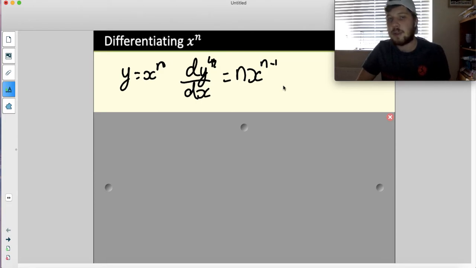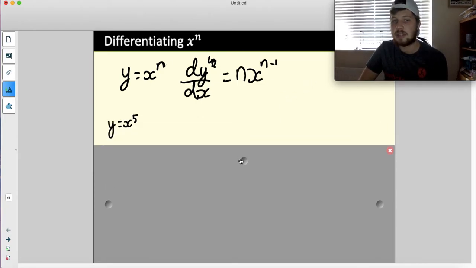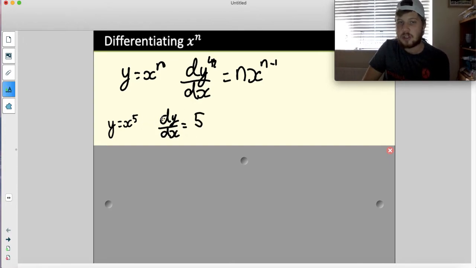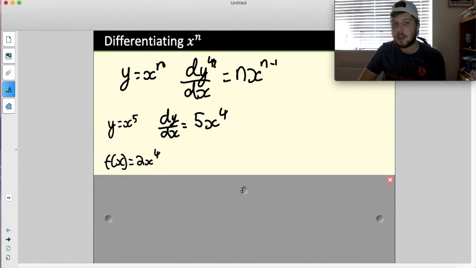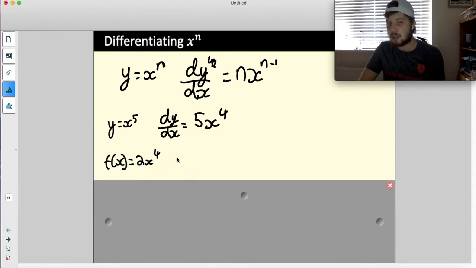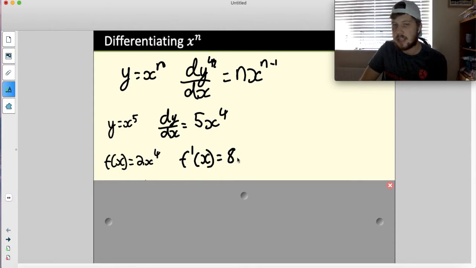So if we had a function, let's say, of x to the 5, the derivative of this function would be 5 lots of x to the power of 4, because I multiply by 5 and reduce the power by 1. What happens if there's a constant before the x? Well, again, we'd do the same thing. We'd multiply by 4, so that would give us 8, and we'd reduce the power by 1.